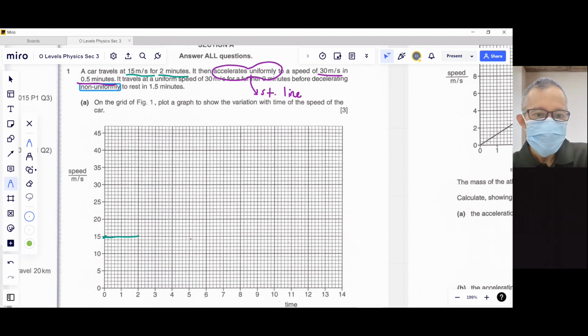So that means from this point, 0.5 minutes is where? Here. Okay, so this is 2.5 minutes. All right, so at 2.5 minutes, it reaches a speed of 30. So look for 30, 30 is here. Then you just join these 2 points by a straight line. Of course, I'm not using a ruler. You should be using a ruler in your test.